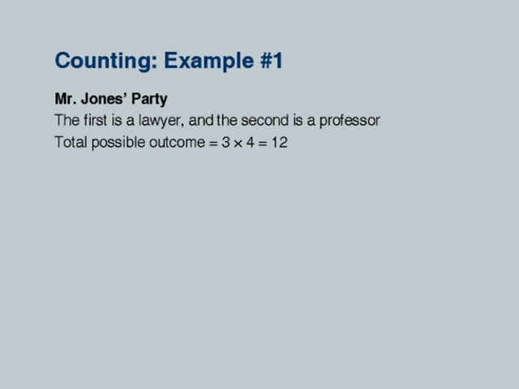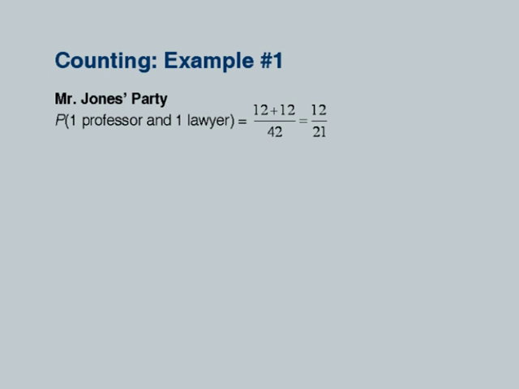And if we change the order, that means if the first person who arrives is a lawyer and the second person who arrives is a professor, then the total possible outcome is also 3 times 4, which is 12. So, the total possible outcome of the event that we have one professor and one lawyer is the previous one, that is 12, plus this one, that is 12. So, 12 plus 12 divided by the total number of outcomes, which is 42, gives you the probability that of the first 2 guests, one is a professor and one is a lawyer.